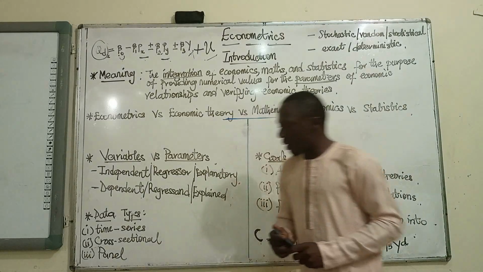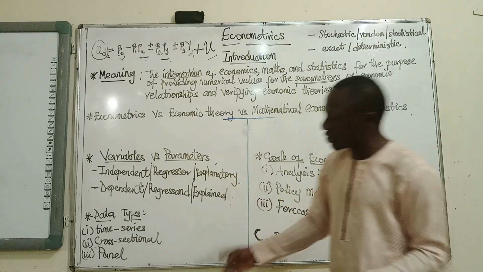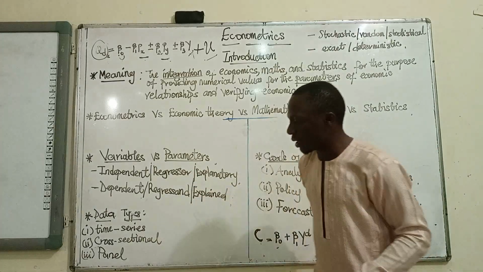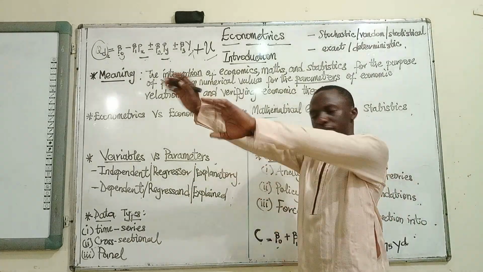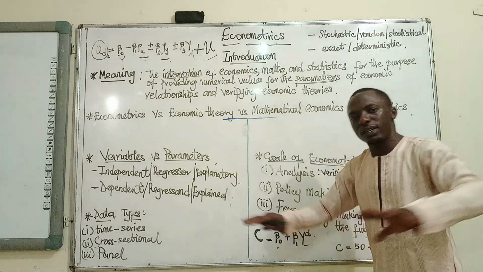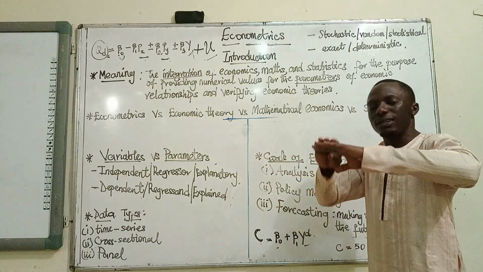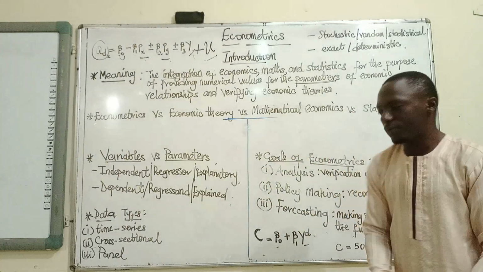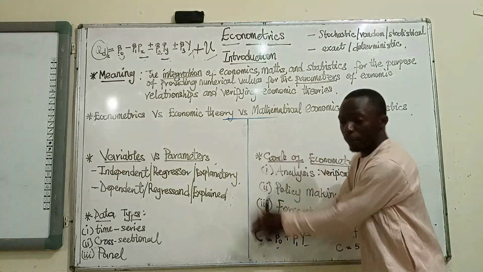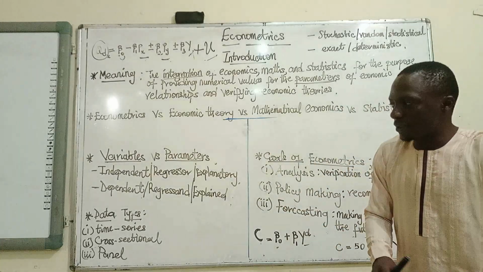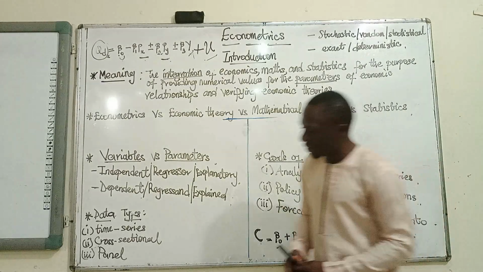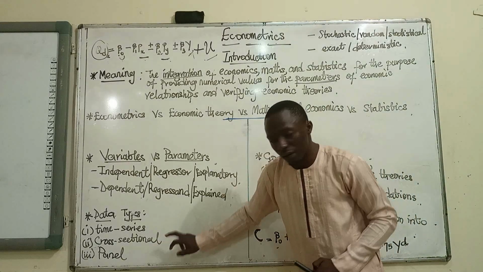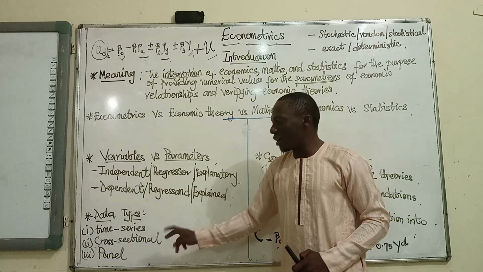Now, panel. Panel simply involves the combination of the aforementioned. It simply refers to the combination of the time series data and the cross-sectional data. So which means it measures the data for different economic variables at different time periods. The data for different economic variables, let's say GDP, money supply, population growth from 1999 to 2005. So it takes into account the characteristics of the time series data and also the characteristics of the cross-sectional data. So that's what the panel does.